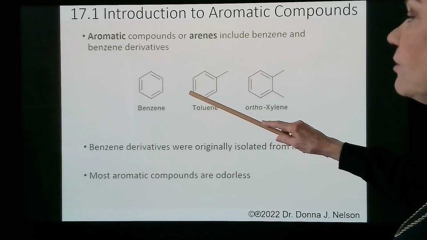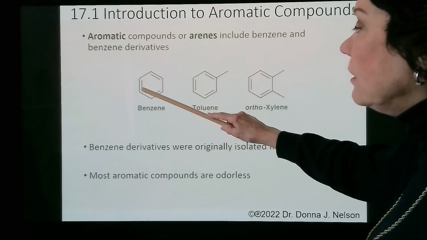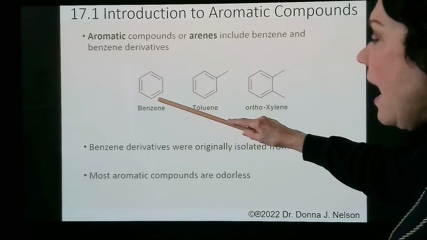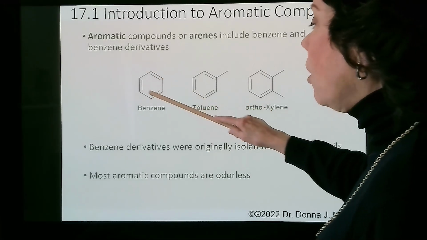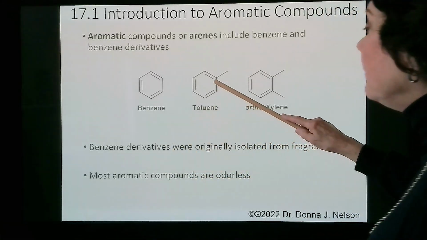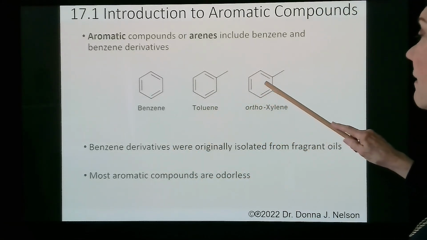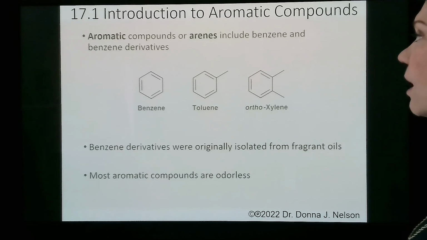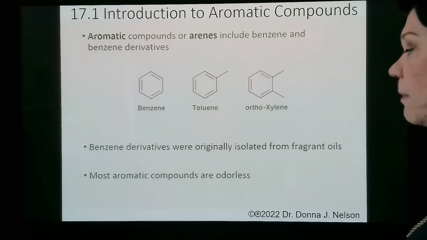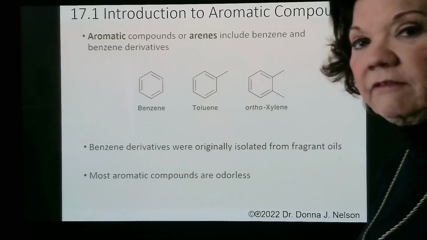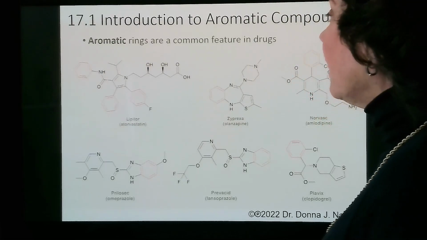these aromatic compounds are often called arenes. You can see that benzene has three pi bonds, which are conjugated. Toluene and the xylenes are also aromatic compounds. They're all called arenes. Even though they're called aromatic compounds, most of the aromatic compounds are relatively odorless.